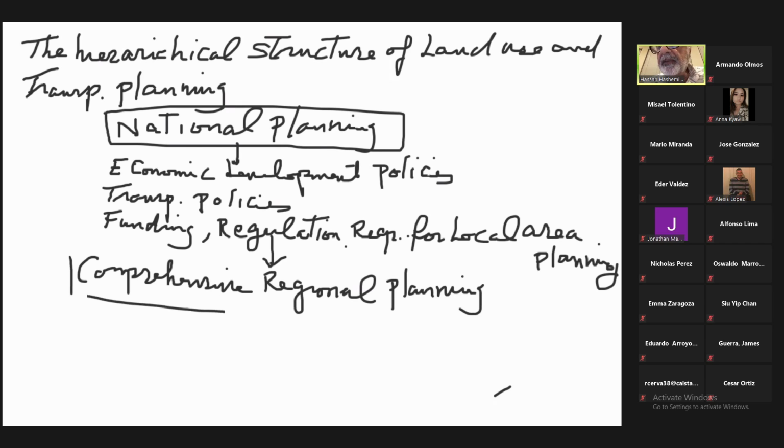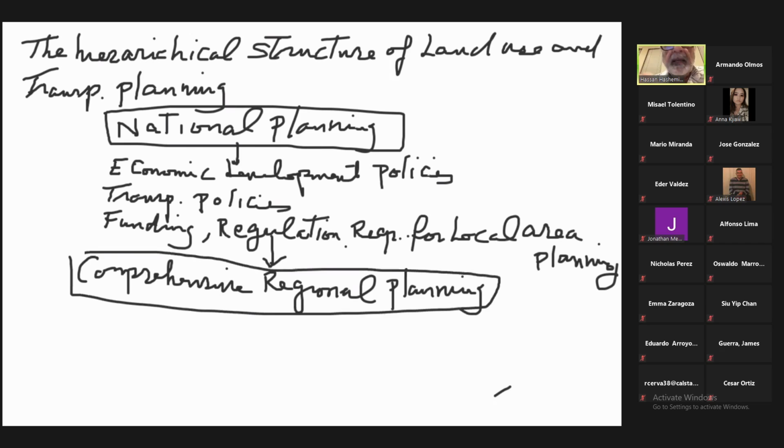Under the comprehensive regional planning, we go one level lower. Instead of looking at the whole country, we look at a section of the US, for instance, East Coast, West Coast, South Coast, and so on. For instance, California is a huge state, so maybe we just look at California as a comprehensive regional planning.